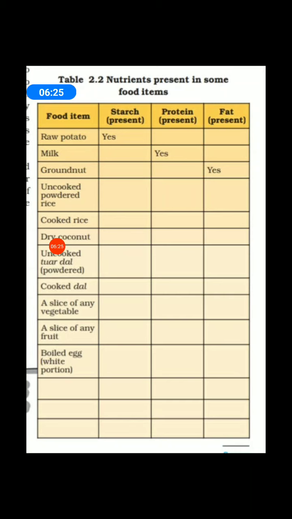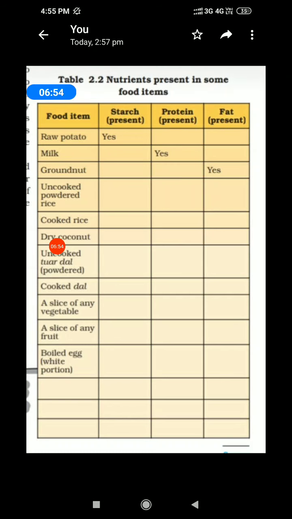Then next, dry coconut. Dry coconut, presence of fat. Then uncooked toor dal powdered. Uncooked toor dal powdered, presence of proteins. Then cooked dal is also presence of proteins. Then next one, a slice of any vegetable. Any vegetable, all are absent. Starch, proteins and fats are absent.